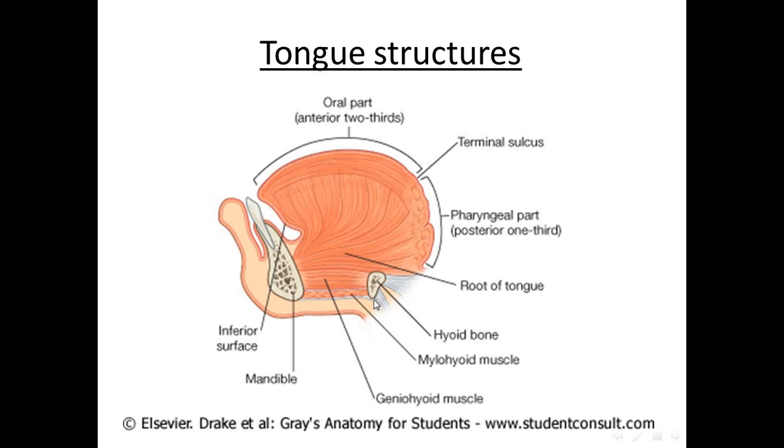At the base of the tongue, there is the hyoid bone, which forms the base of the tongue, as we mentioned previously, and the mandible anteriorly. Here, this is the floor of the mouth. We will talk about it shortly.